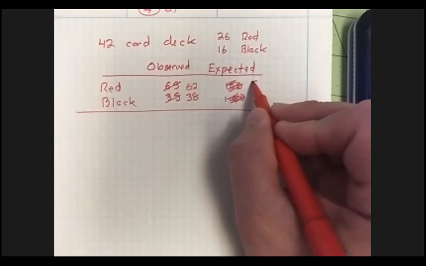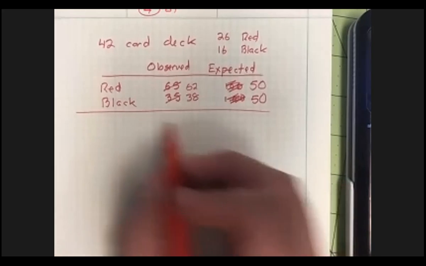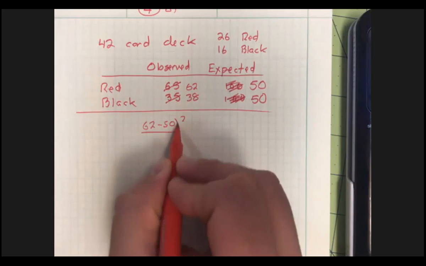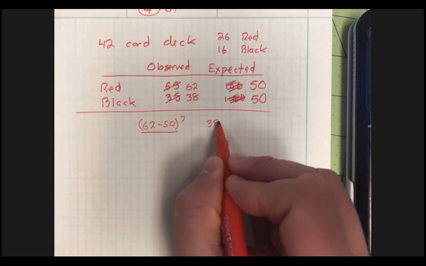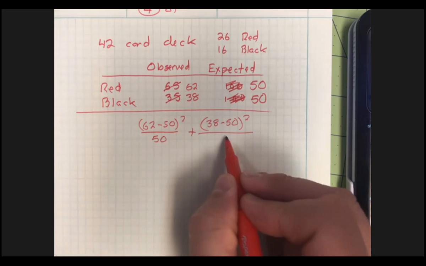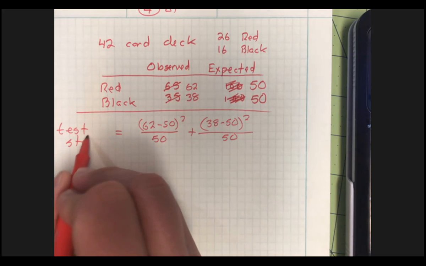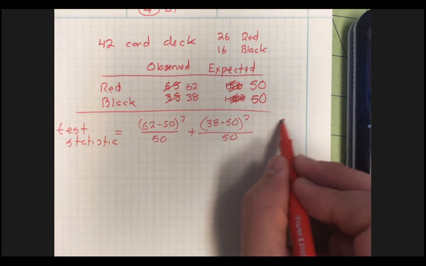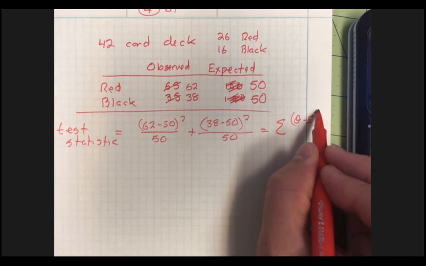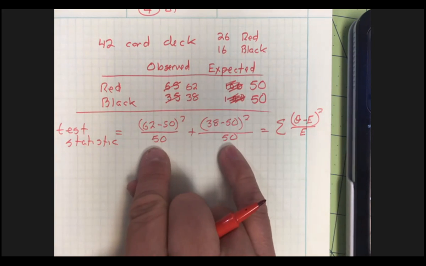Now, if we play the game 100 times, the expected number of reds and expected number of blacks is 50 each time, right? So let's calculate 62 minus 50. We'll still do this by hand, square it. Let's calculate 38 minus 50, do that by hand, square it. Divided by the expected values of 50 and expected value of 50. This will be our test statistic. Remember, I'm adding up the observed values minus the expected values, each one squared and divided by the expected values. Expected values in both cases were 50.